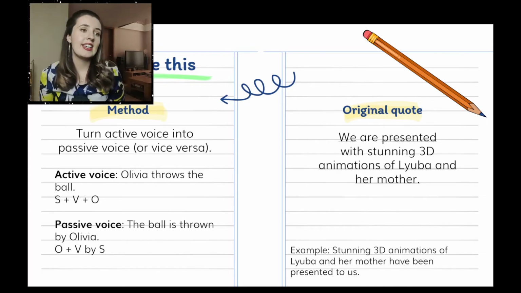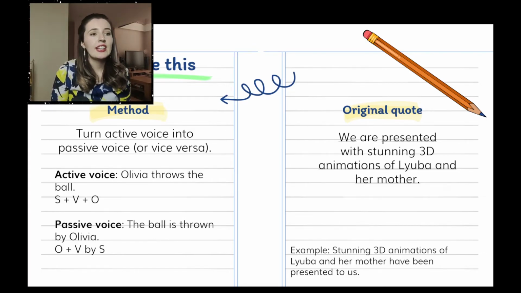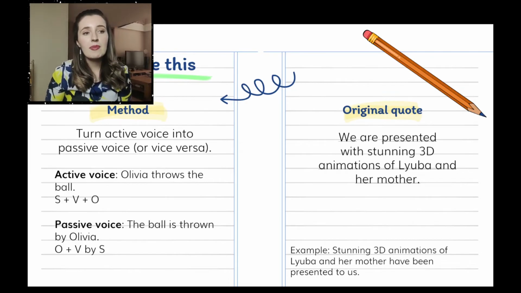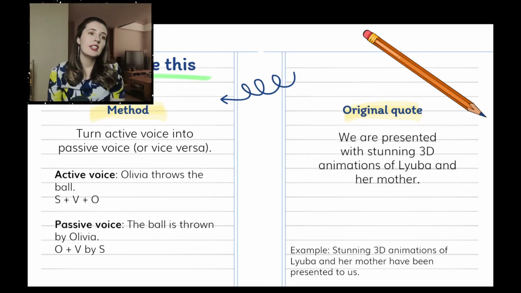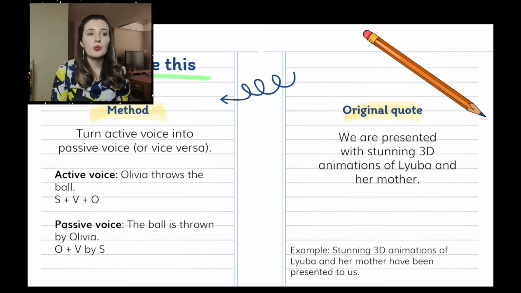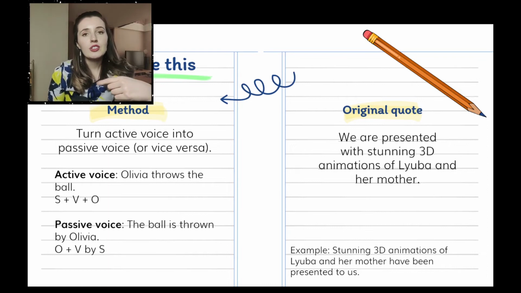Here is the example. Stunning 3D animations of Ayuba and her mother have been presented to us. So in the sentence, the subject was we, right? And the object is the 3D animations of Ayuba and her mother. So we're putting that at the start, the object. Stunning 3D animations of Ayuba and her mother, our object, have been presented to us. To us, the subject, right? But now we're at the end of the sentence. So that would be the correct way of doing that.